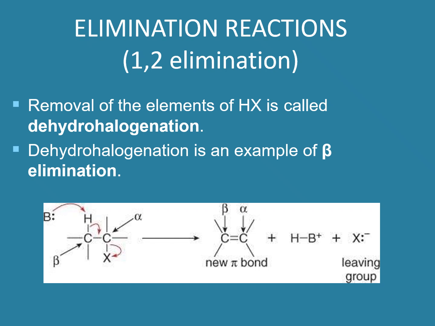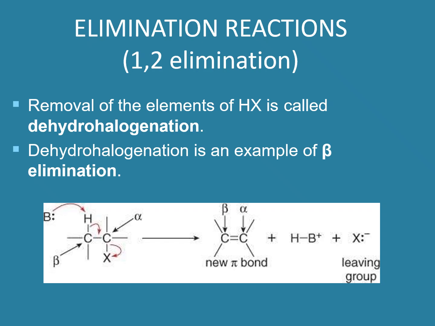These elimination reactions are otherwise known as 1,2 elimination reactions or beta elimination reactions. The example for elimination reaction I have already mentioned is dehydrohalogenation. In dehydrohalogenation, removal of the elements of HX happens, and this is an example of beta elimination. Here you can see the alpha carbon atom, which is the carbon atom that holds the halogen atom.